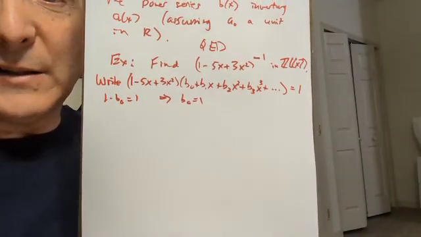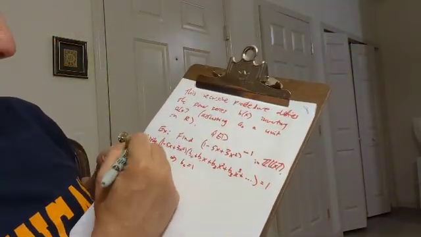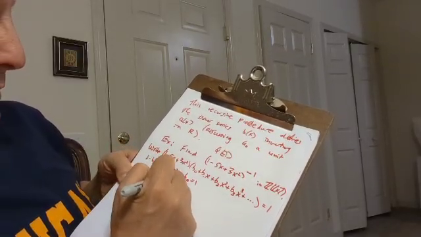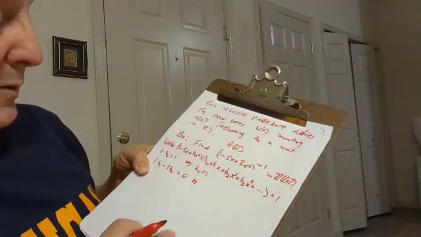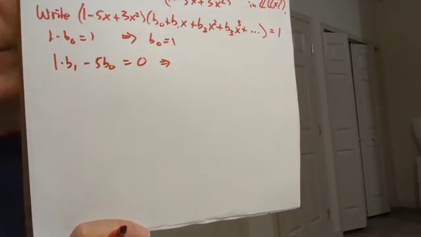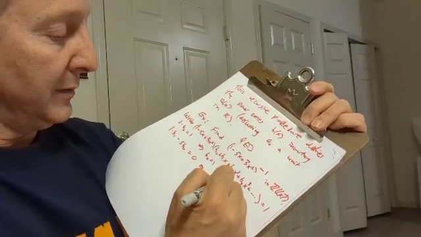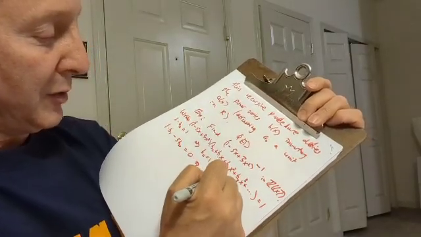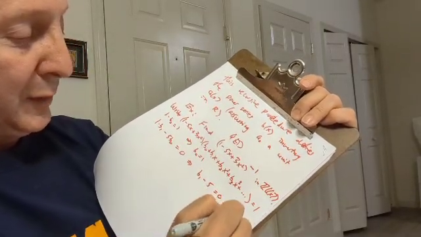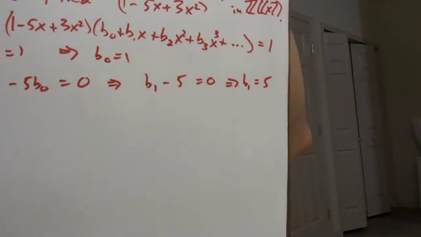Now let's look at the coefficients of x. So let's see, that's 1 times b1 minus 5 times b0 equals 0. We just said b0 was 1. So that's b1 minus 5 times 1 equals 0. So b1 equals 5, because we have b1 minus 5 equals 0. So we just solve for b1.